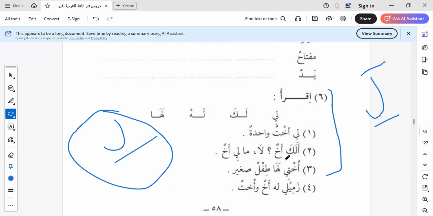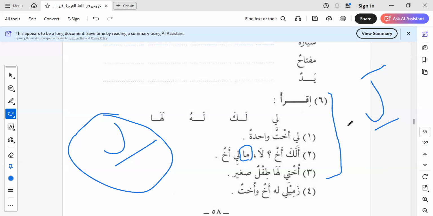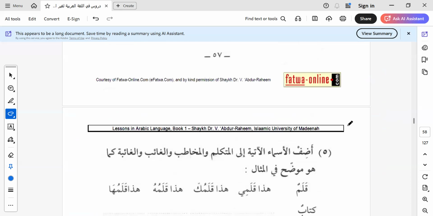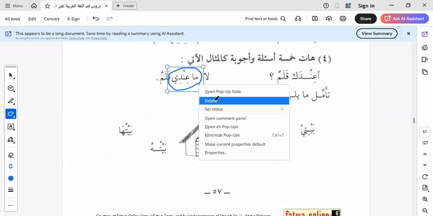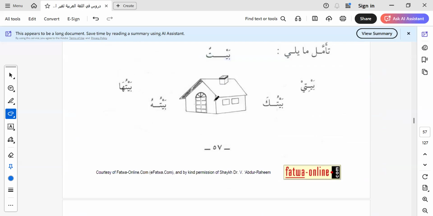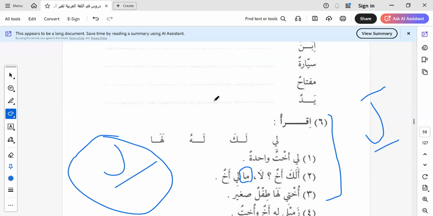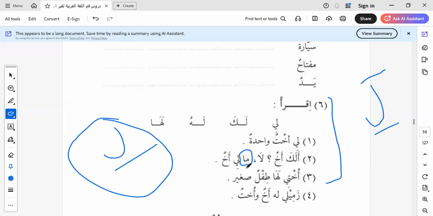Alaka akhun? Do you have a brother? La ma li akhun. Look at the way they use ma. Look at the way they use ma in the earlier one. Aindaka kitabun? Yeah. They say ma indi. Ma indi what? Ma indi kitabun. Now here they say ma li akhun. Alaka akhun? You say ma li akhun.